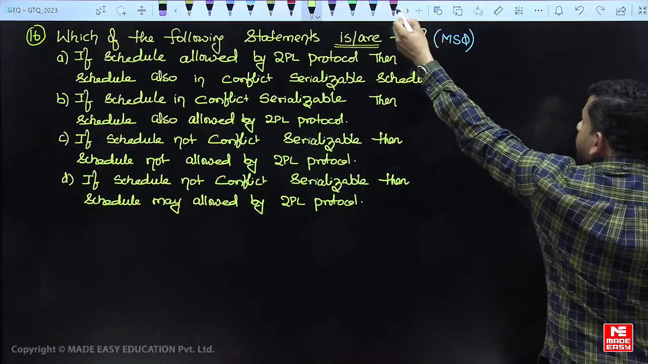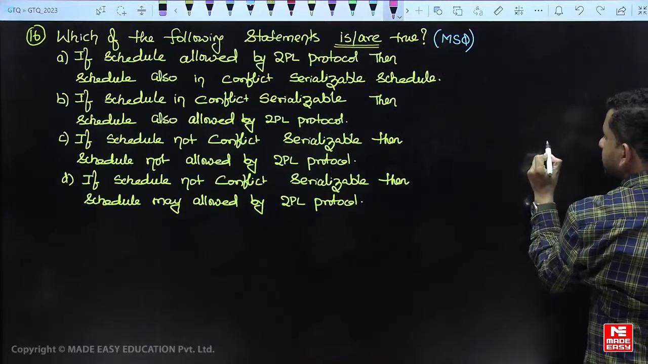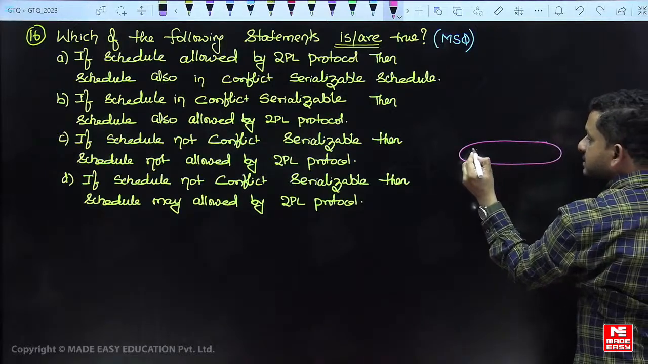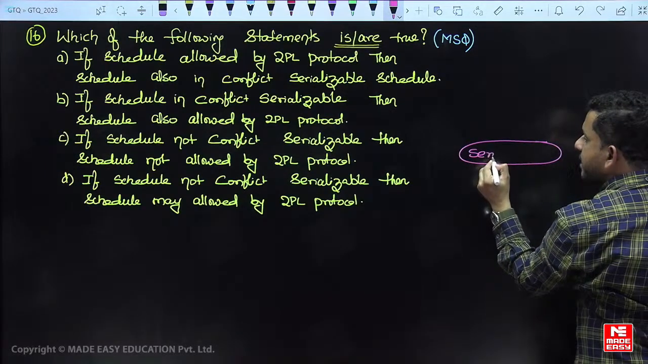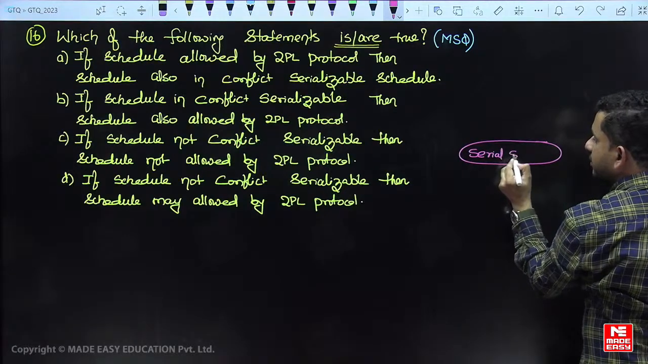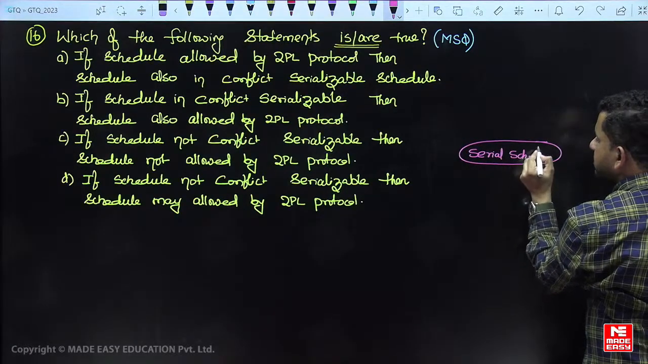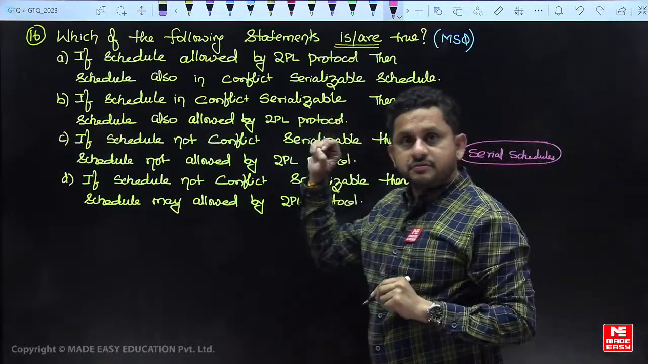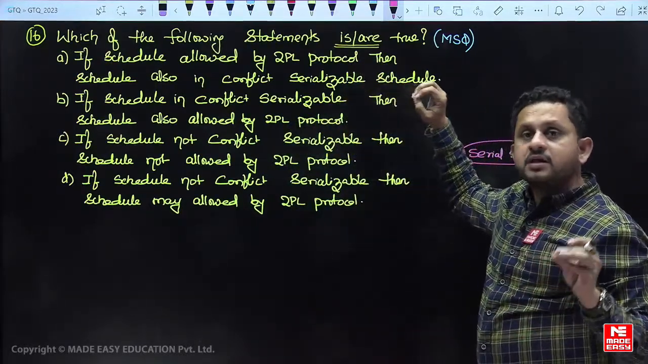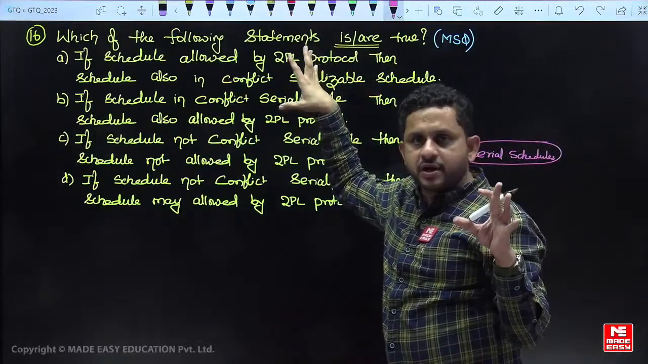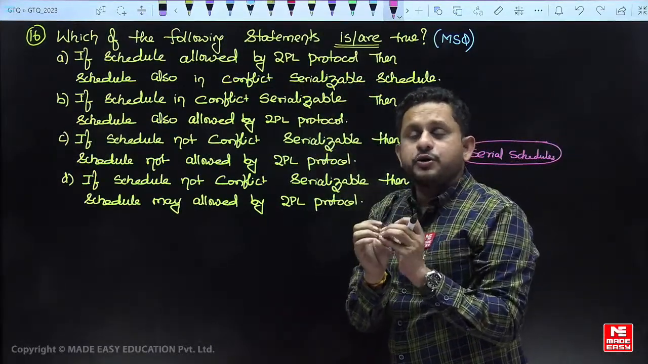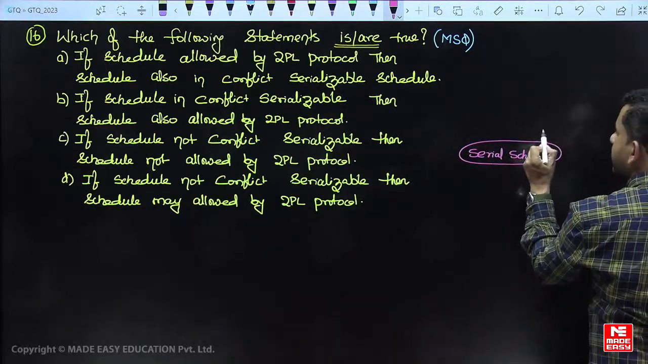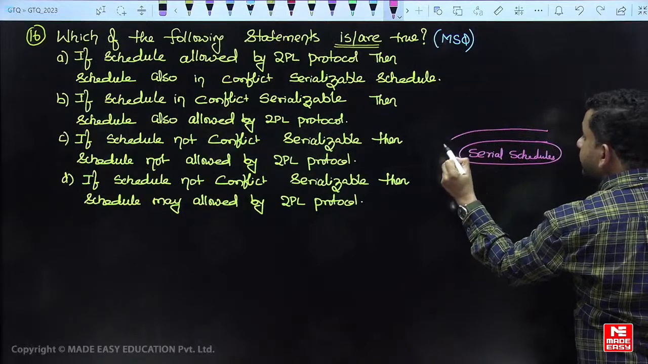See, if you take the expressive power diagram, serial schedules always satisfy any protocol condition. Serial schedules are also allowed in 2PL. Serial schedule is also conflict serializable. So a serial schedule is not going to create any violation for any protocol. A serial schedule is by default allowed by every protocol.